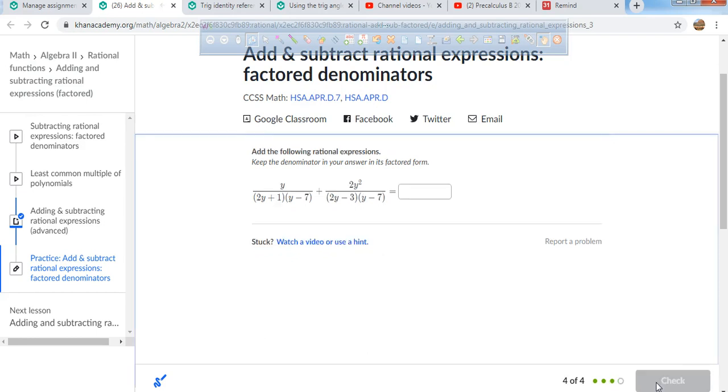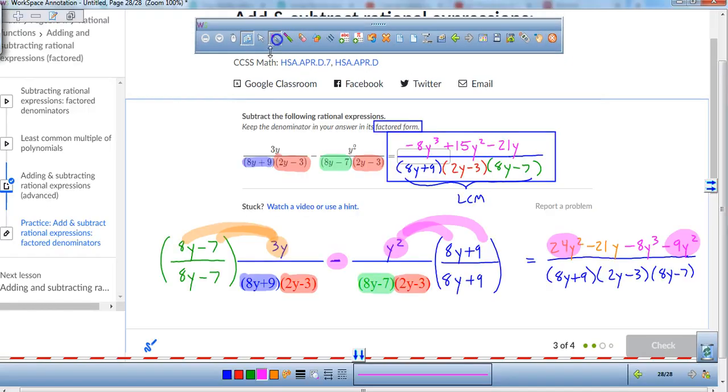Alright, and our last problem. Okay, our last problem says keep the denominator in its factored form. So I'm going to pause the video. Once again, make my denominators nice and neat so you guys can see them clearly. Oops, 1 second.